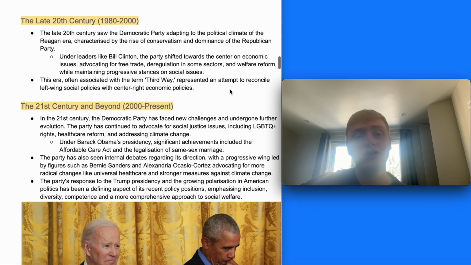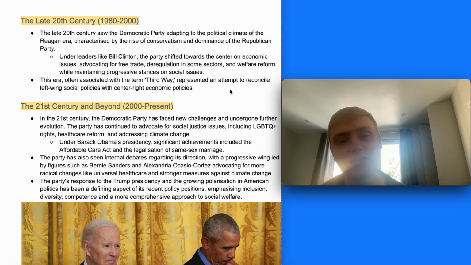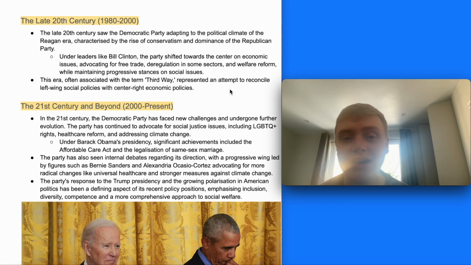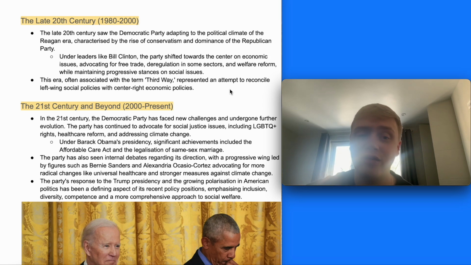In the late 20th century, the party adapted to the political climate of the Reagan era, characterized by the rise of conservatism and dominance of the Republican Party. Under leaders like Clinton, the party shifted towards the centre on economic issues, similar to how Blair did a bit later. And Blair actually learned a lot from Clinton in the 1990s. So under Clinton, the party shifted to the centre, advocating for free trade, deregulation in some sectors, and welfare reform, whilst maintaining progressive stances on some social issues. And this era, often associated with the Third Way, represents an attempt to reconcile left-wing social policies with centre-right economic policies.